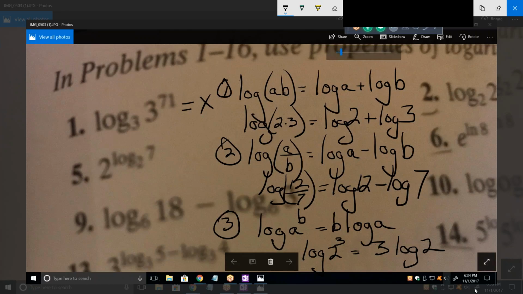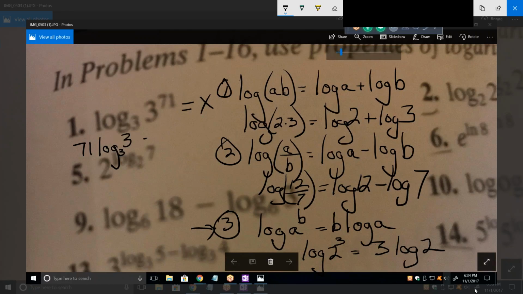If I use property 3, what can I do with that 71? I don't know. I'm not sure. Well, there's property 3. The b is the exponent. What can I do with the b? So can you change that into 71 and then the log of base 3? Yeah, exactly. In other words, I can put it in front. It's the same thing as this.